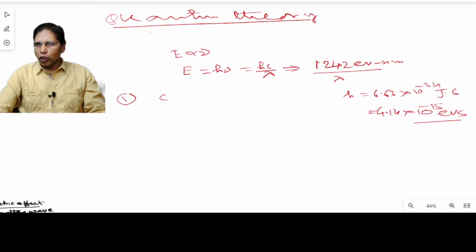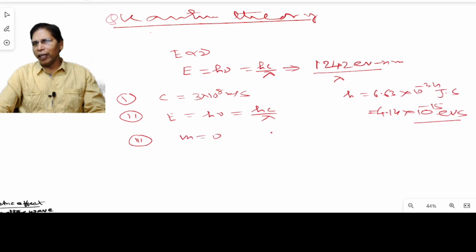Number 1, the velocity of a photon in vacuum is 3 into 10 to the power 8 meter per second. Number 2, the energy of the photon E equals h nu equals hc by lambda. The rest mass of the photon is 0. But the dynamic mass is h nu by c square. No problem.